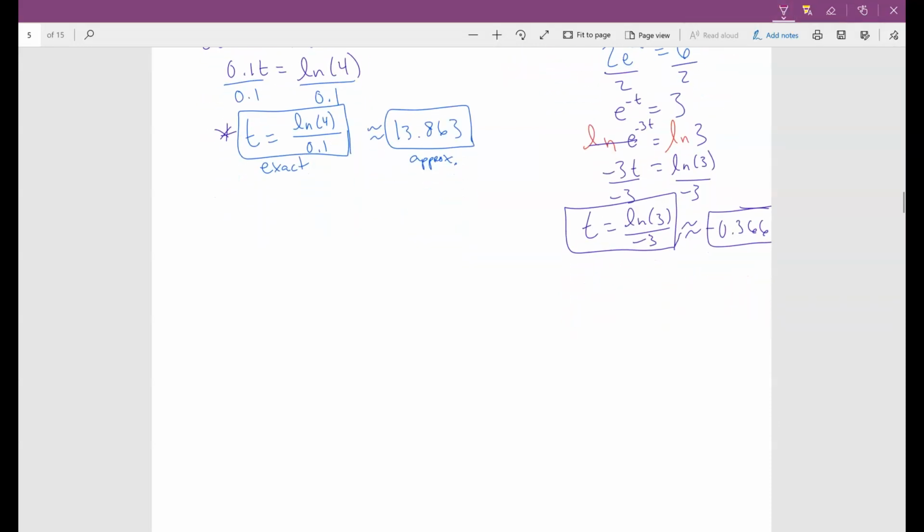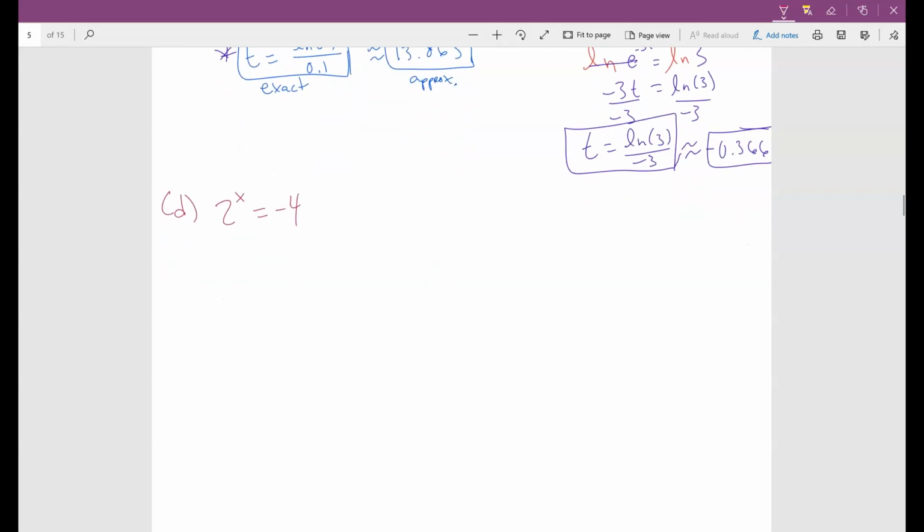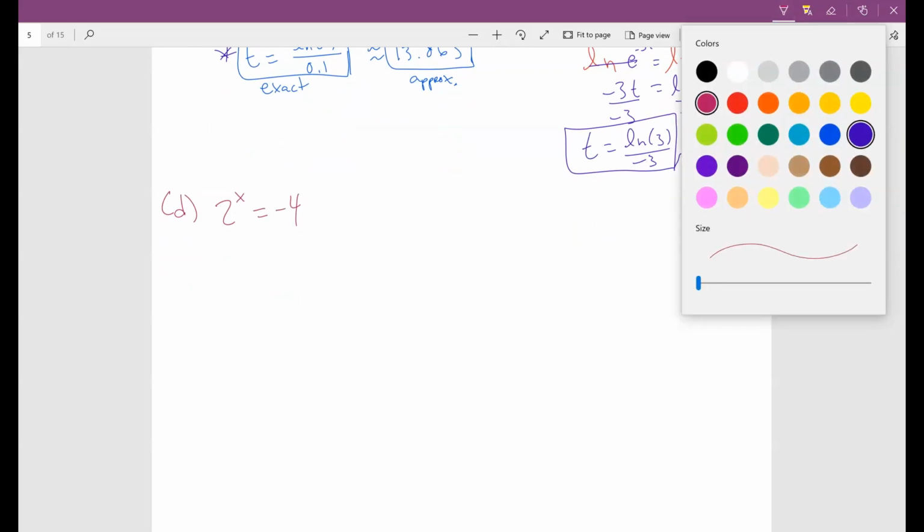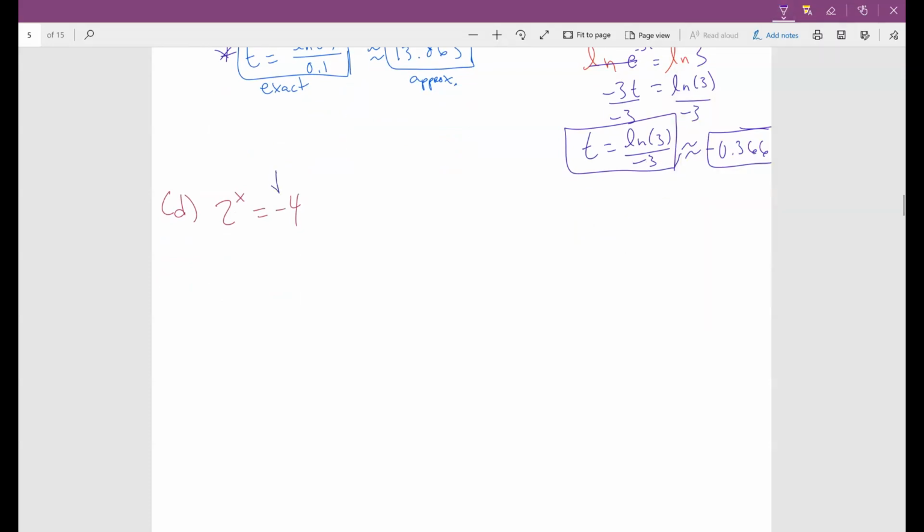Okay, so let's try another one. So let's say we wanted to do 2 to the x is equal to negative 4. So what we want to do is apply a log, and you can kind of see there's a negative here. There should be a red flag in that case. So we're going to apply a log base 2 to both sides. And then you're going to have the 2 to the x here and a negative 4 over here. This goes away, so x is equal to log base 2 of negative 4.